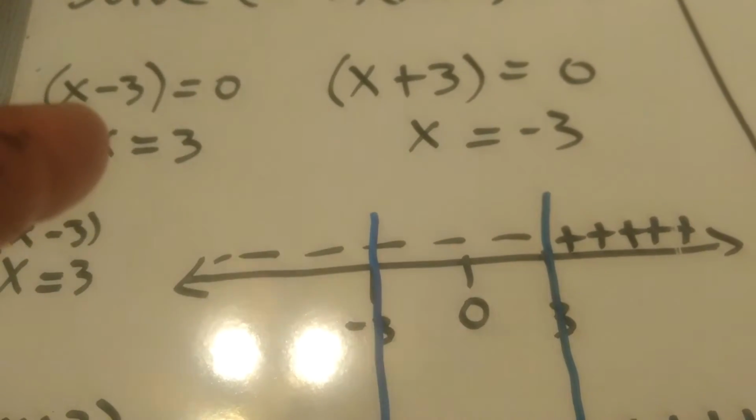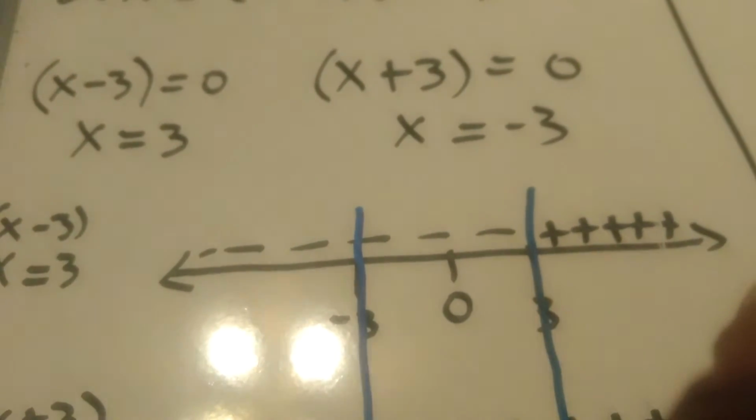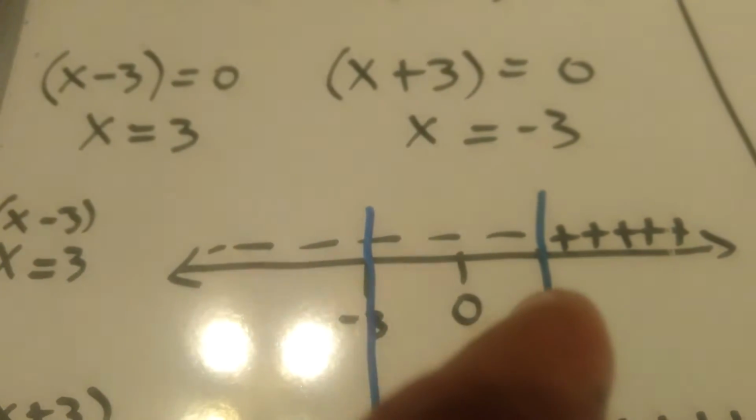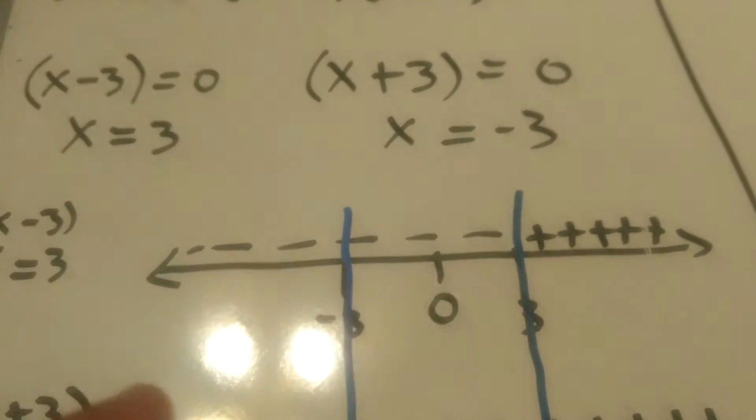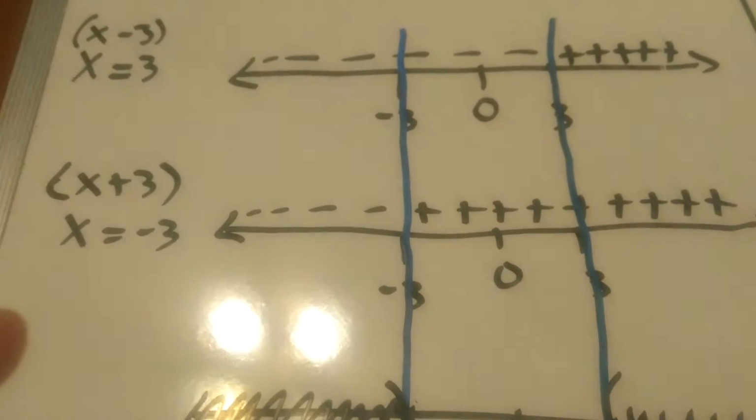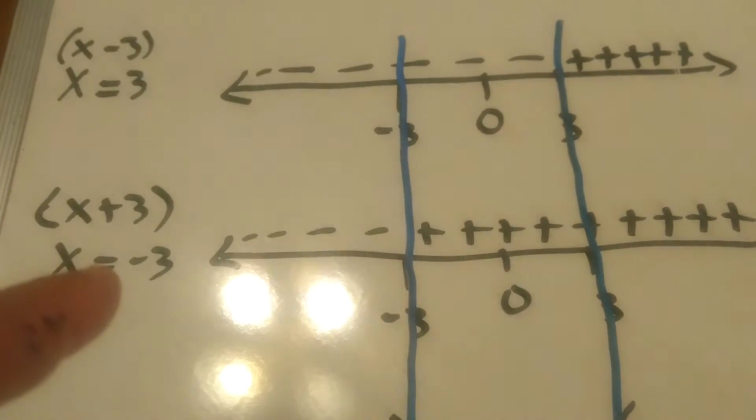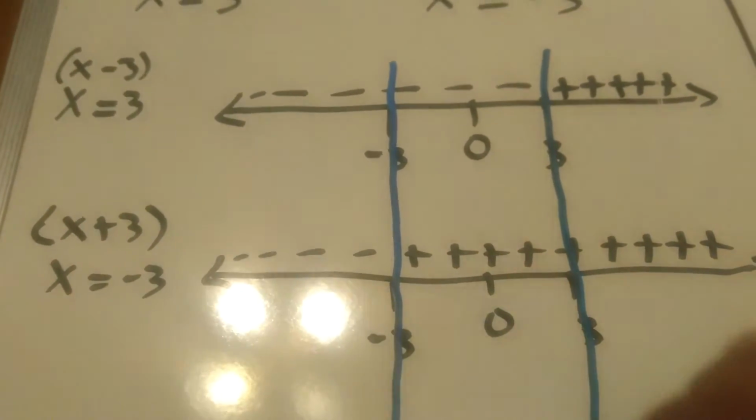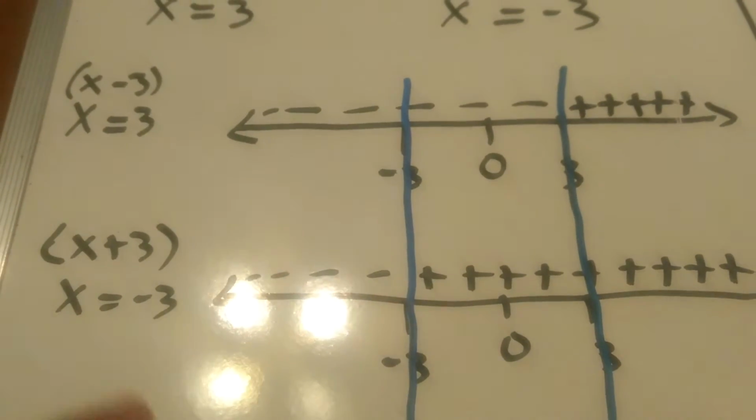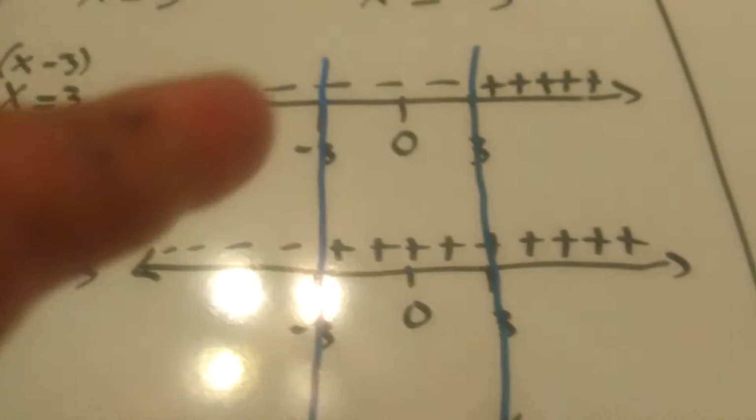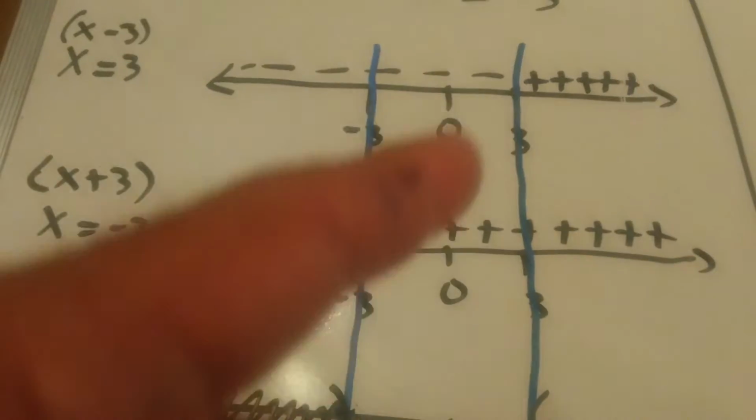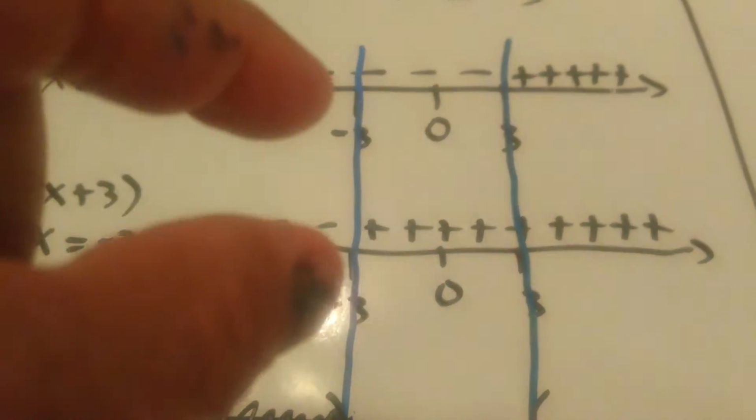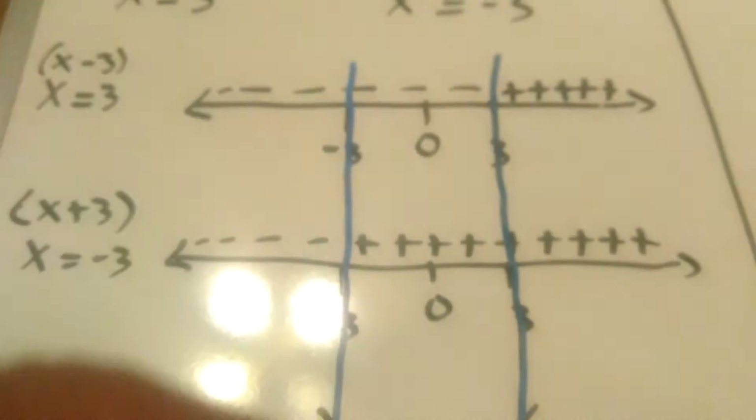What we're doing here is putting values in. So if I put a 4 in here, 4 minus 3 is a positive, so anything to the right is positive. If I put a 2 in here, 2 minus 3 is negative 1, so anything to the left is negative. We do the same thing with the x plus 3, but we're using the 0, negative 3. So anything to the right is positive, anything to the left is negative. Now what I've done here is draw these blue lines. Notice I've kept my zeros in line with both of these graphs. See, my negative 3 is in line, my 0, and my 3.